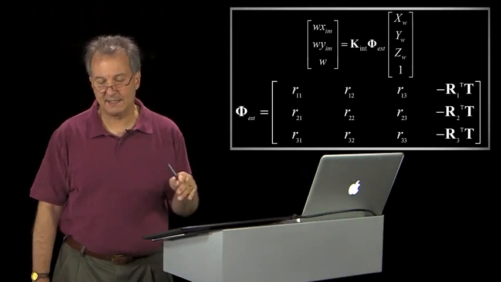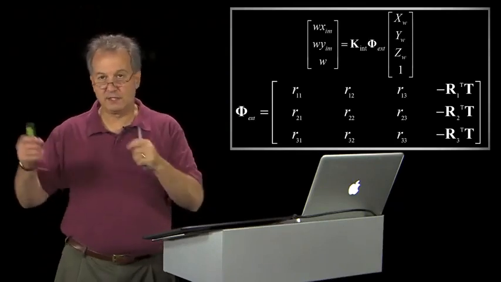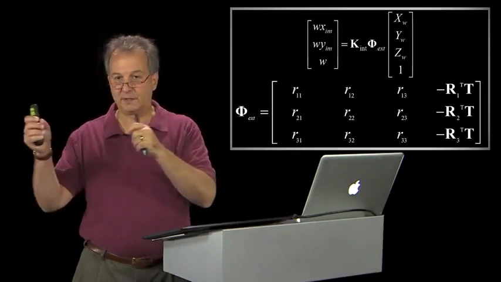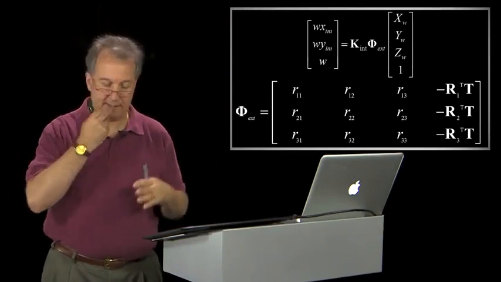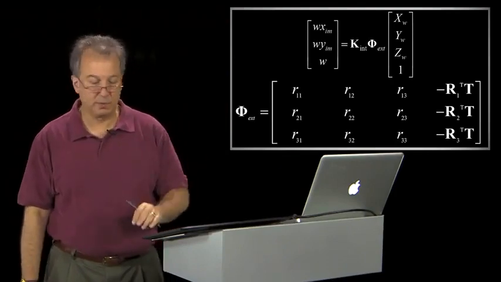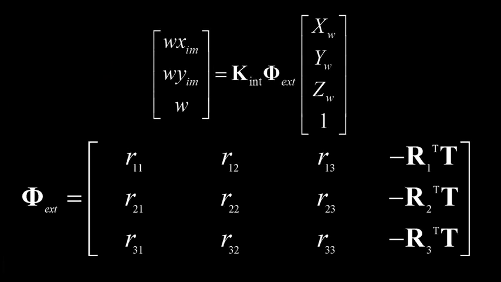And all that's saying is that if you know the translation in one frame, you might have to express it in the other frame depending exactly on how you're doing this. Don't worry about that detail. Okay? So that's phi, our extrinsic parameter matrix.